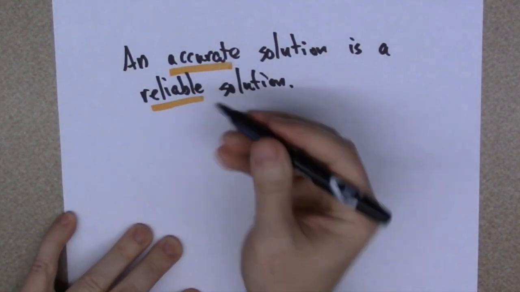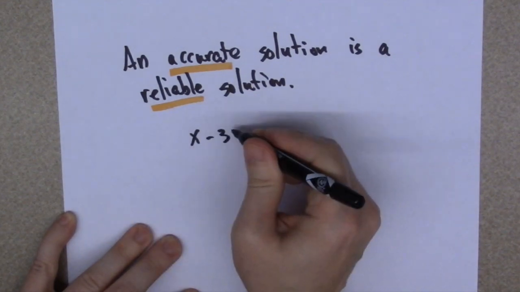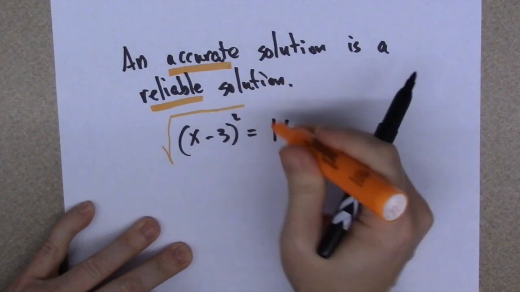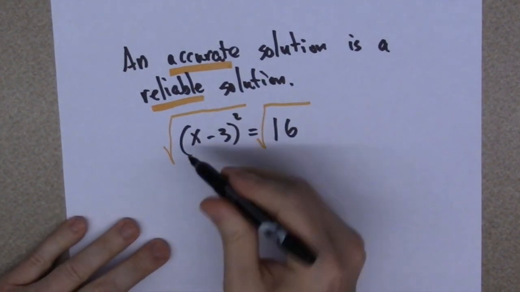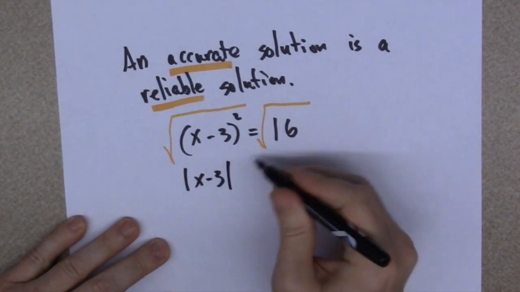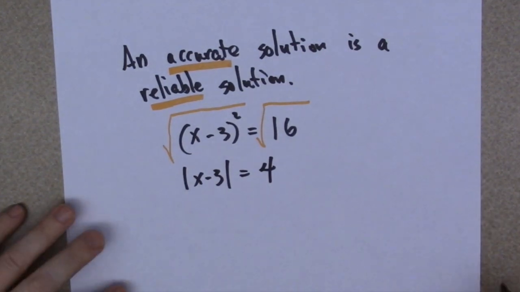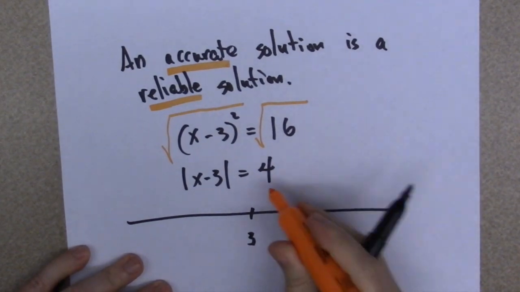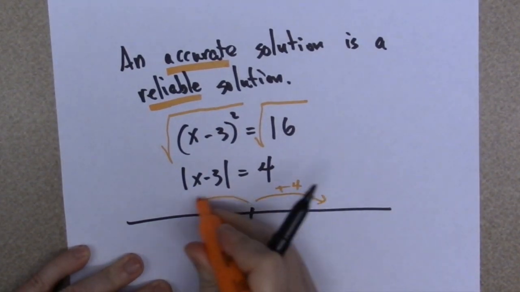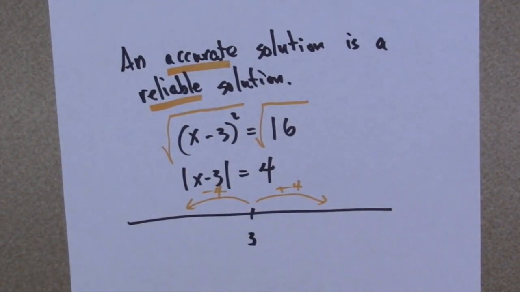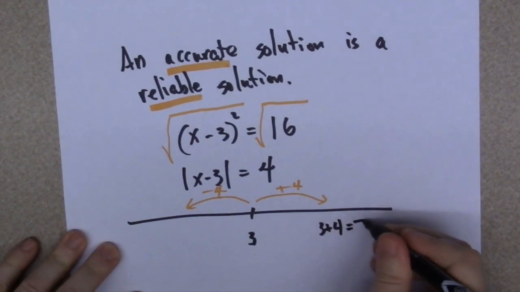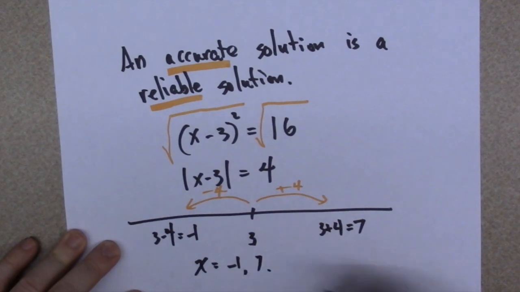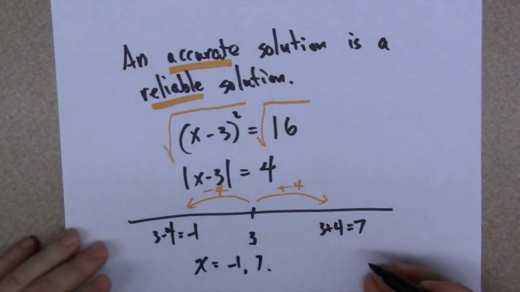So I want to demonstrate how to solve this quadratic equation using square roots. You take the square root of both sides. The left-hand side becomes the absolute value of x minus 3. The right-hand side becomes 4. And so now I'm just looking for a point on the number line whose distance from 3 is exactly 4. There's only two ways I can go, to the right or to the left. To the right I get 7, to the left I get negative 1. So x equals negative 1 or 7.